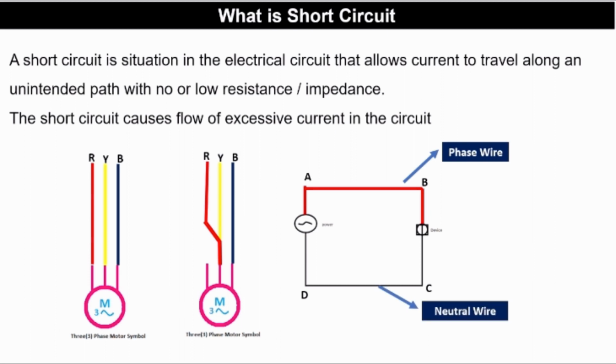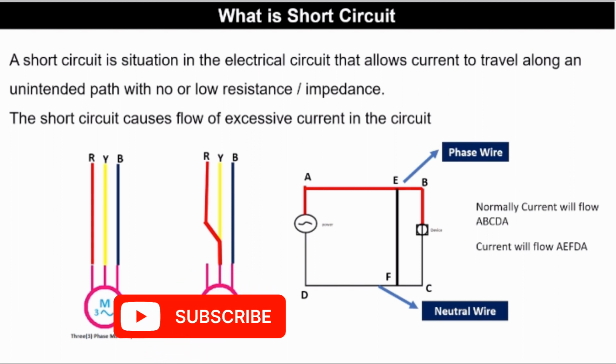During normal operations, the current will flow from A to B, B to C, and C to D. If a phase wire and a neutral wire get joined by some way like E and F, this is the condition of short circuit. Now the current will flow A to E, E to F, F to D, that is bypassing the device. This is the short circuit.